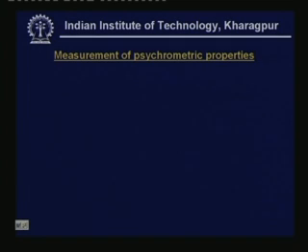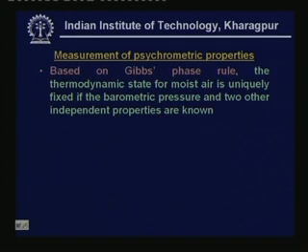Now, measurement of psychrometric properties. Based on Gibbs phase rule, the thermodynamic state for moist air is uniquely fixed if the barometric pressure and two other independent properties are known.